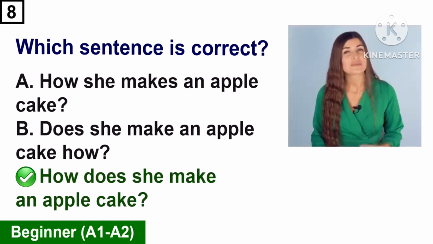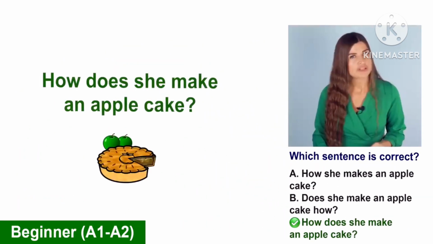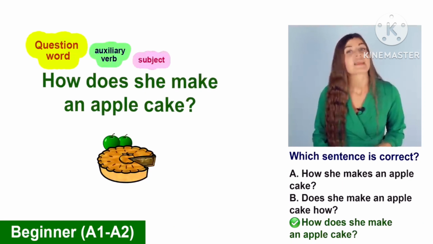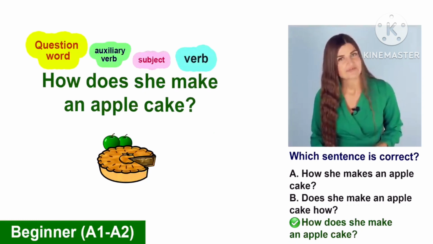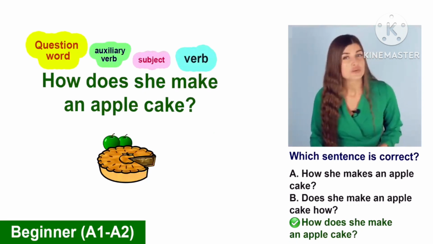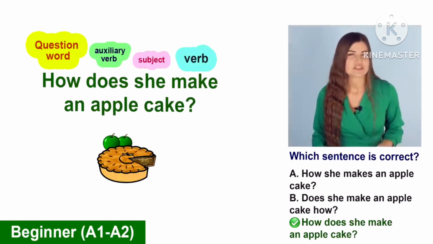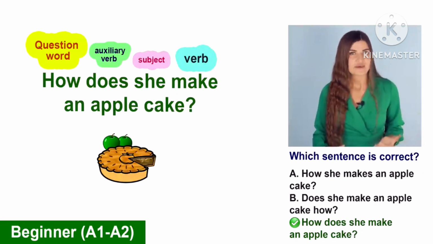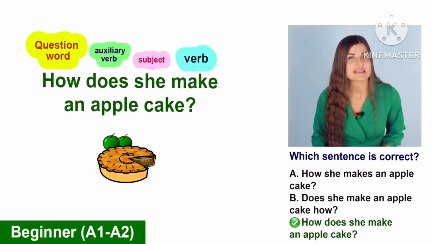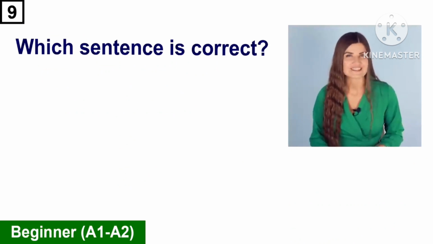The question form in English is always like this. We have a question word, an auxiliary verb, a subject and a main verb. How does she make an apple cake? In this case, the question word is how, the auxiliary verb is does, the subject is she, and the verb is make. So, how does she make is the correct word order. Let's move on to the next one.